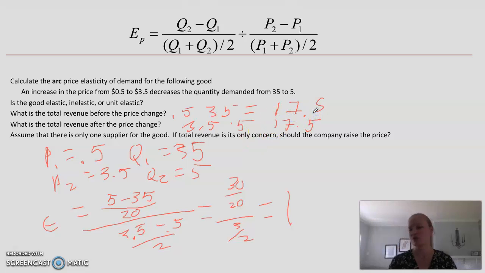All right, so the total revenue is the same, and that's kind of the whole point. When you've got a unit elastic good and you raise the price, your total revenue stays the same because it perfectly offsets. So moving on.